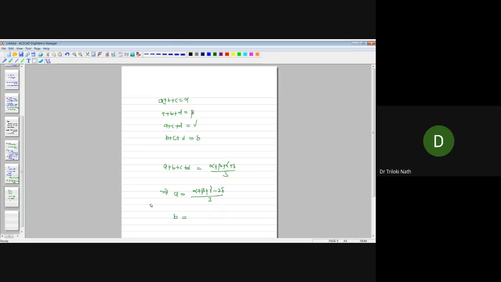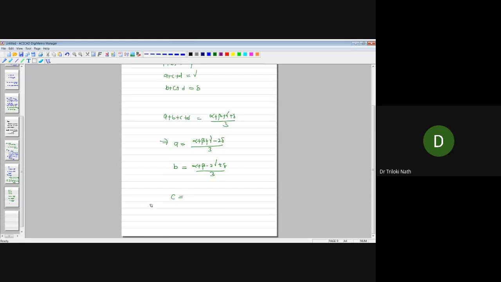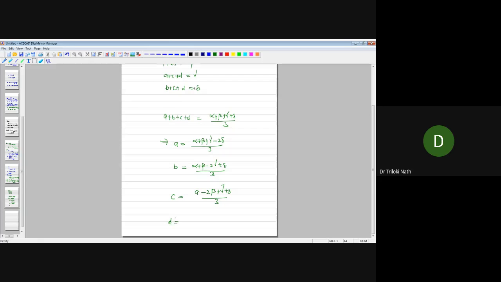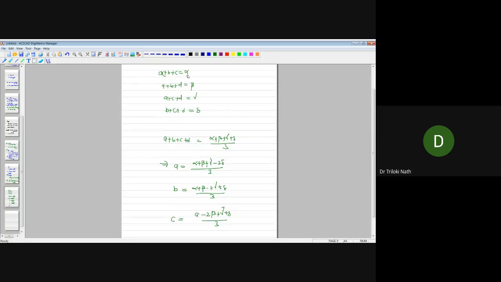Similarly, how to find B? B means A plus C plus D is gamma, so minus 2 gamma will be there: alpha plus beta minus 2 gamma plus delta, divided by 3. Similarly, for C, you need to see where C is not present. So minus 2 beta: alpha minus 2 beta plus gamma plus delta, divided by 3. And similarly, you can find D. Where is D not present? In the first equation, so minus 2 alpha.